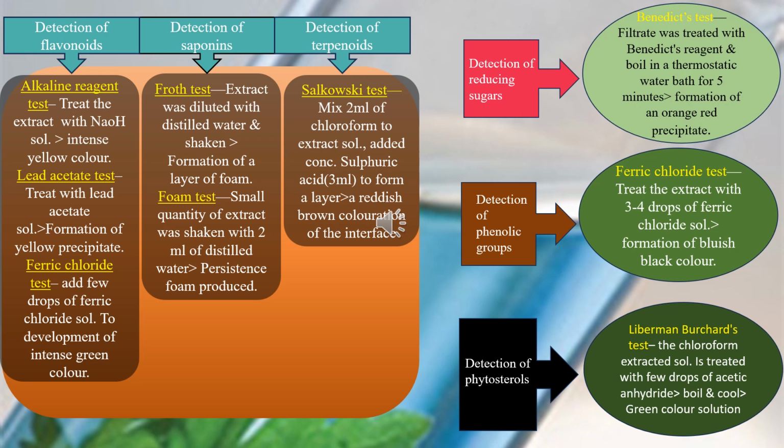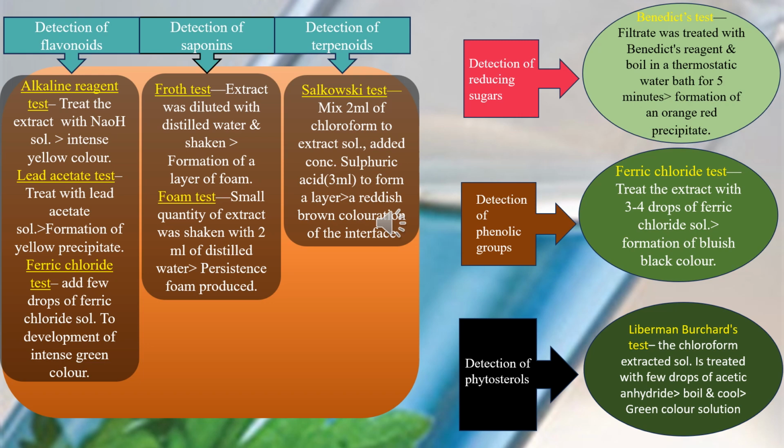And for the detection of saponins, in the froth test, the extract was diluted with distilled water to 20 ml and shaken in a graduated test tube for 15 minutes. The formation of a 1 cm layer of foam indicates the presence of saponins. And in foam test, a small quantity of the extract was taken with 2 ml of water, and the persistence of foam produced for 10 minutes indicates the presence of saponins.